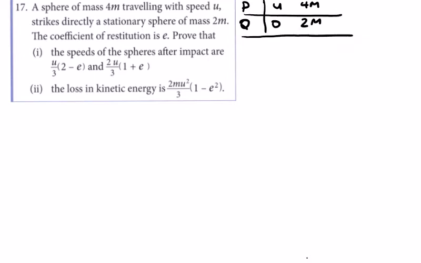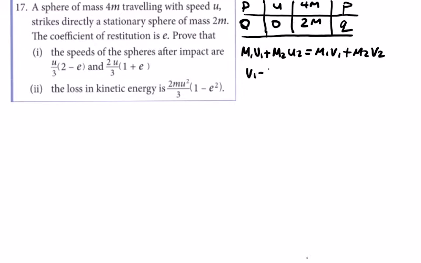So we have our speeds and we have our masses. We don't know what's happening afterwards. We call them P and Q. So m1u1 plus m2u2 equals m1v1 plus m2v2, and (v1 minus v2) over (u1 minus u2) is equal to minus e. So let's go with these equations.